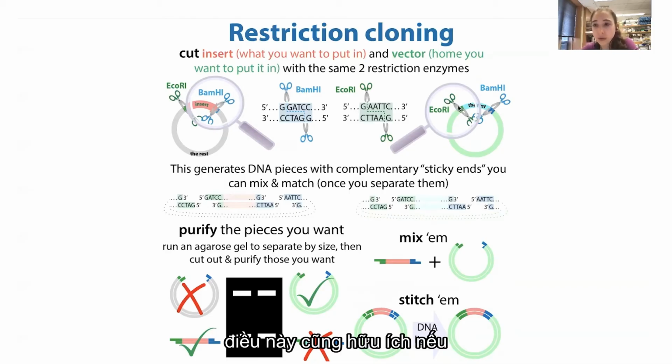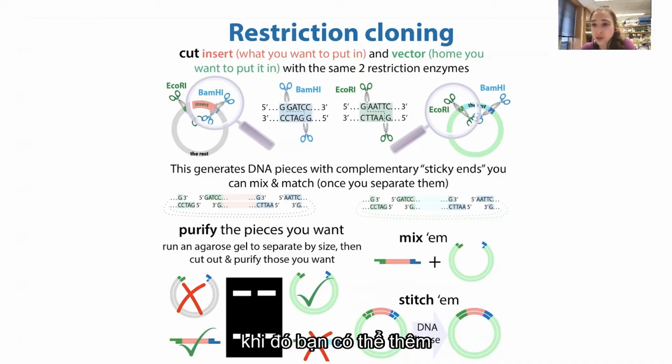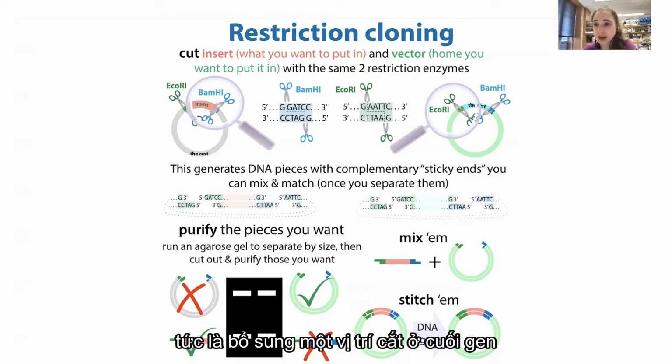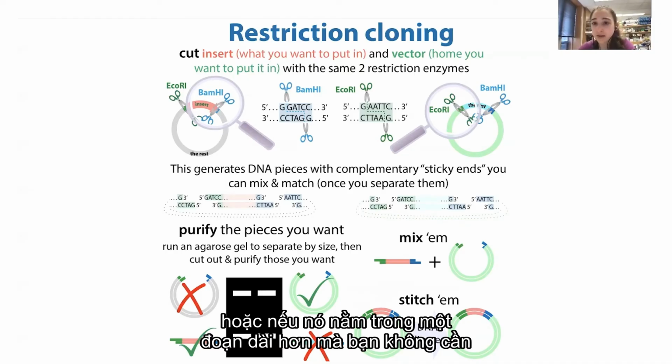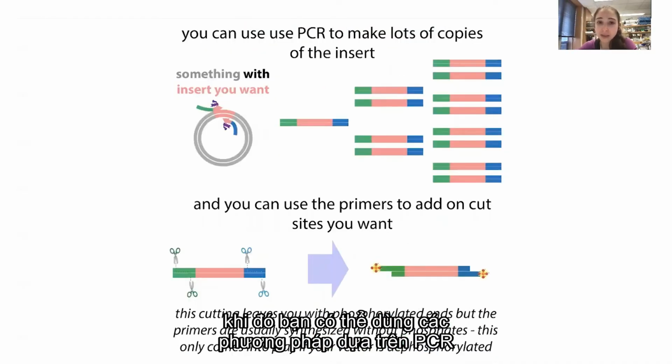And this is also good if, say, you don't have a restriction site in the sequence that you want to use, and you want to introduce new sequences on the ends of the piece that you want. So you're introducing a site at the end after your gene, or if it's part of a longer thing that you don't want. You can imagine that you want to have it in a ready-to-go format where it's got these cloning sites on either side. And so that way you can use PCR-based methods.